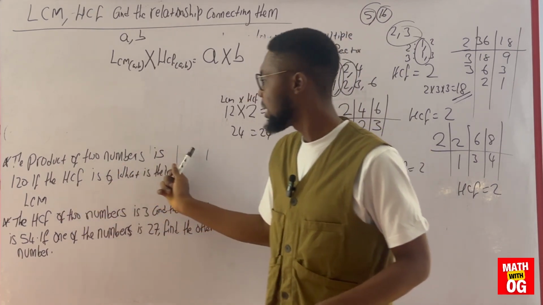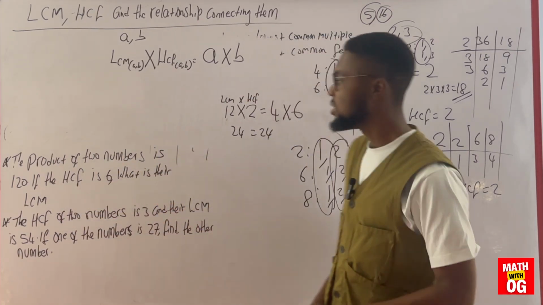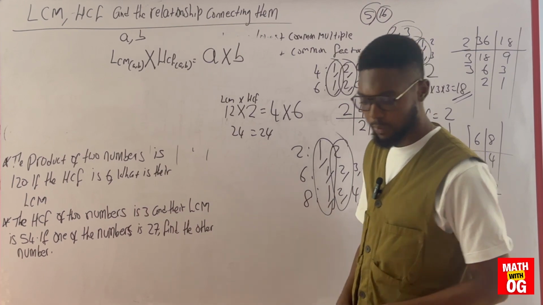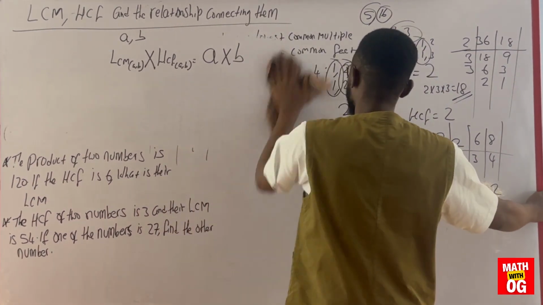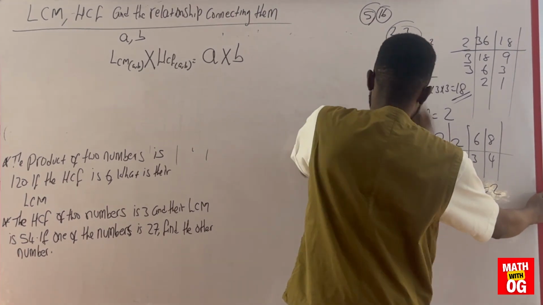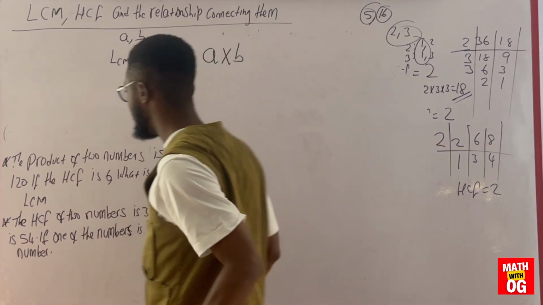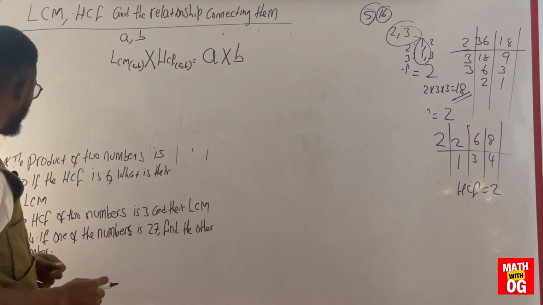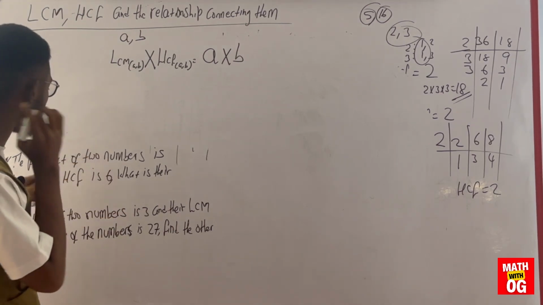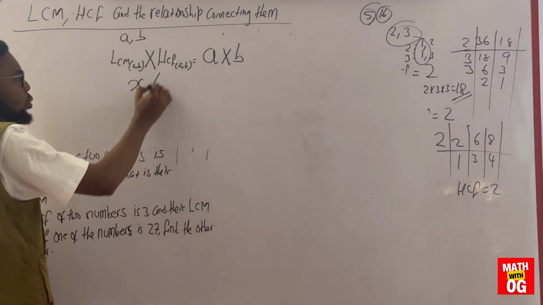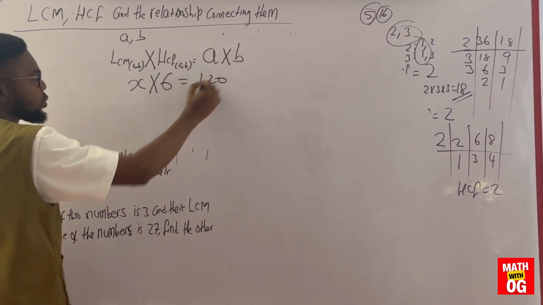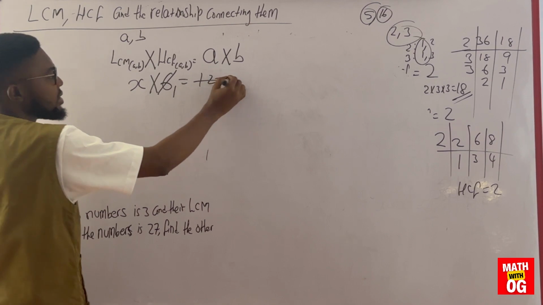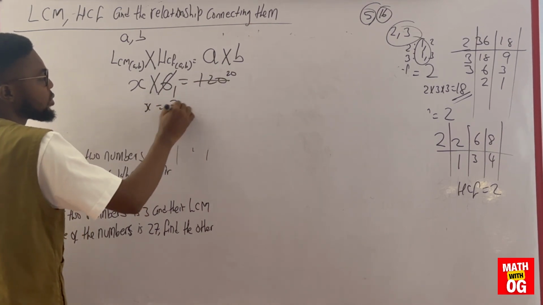The product of two numbers is 120. If the HCF is 6, what is their LCM? Product of two numbers 120, HCF is 6. What is their LCM? So their LCM I don't know, let's call it x. Their HCF is 6. The product of the two numbers is equal to 120. 6x equals 120. 6 here 1, 6 here 20. So x is equal to 20.